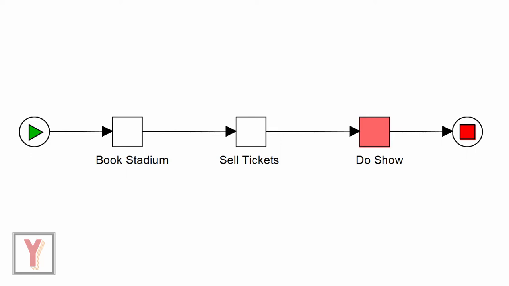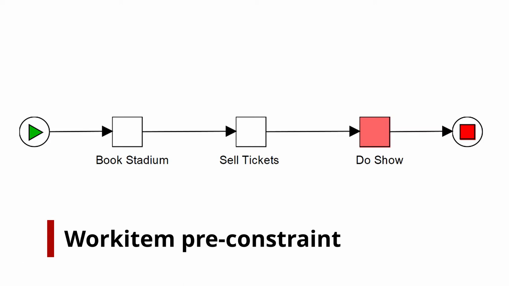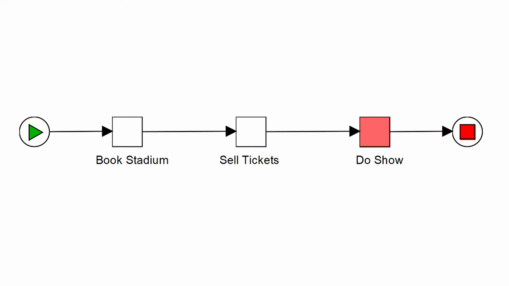Before we do the show in the concert, we check how many tickets have been sold. And if the number of tickets sold is less than a certain threshold, we will do a certain action, rebooking the venue. This action is triggered by a so-called work item pre-constraint violation. And I will show you the ripple down rule tree associated with it that is in the specification. You can get all of the specifications in the supplementary material as usual, but you can also find them in the YAWL distribution.